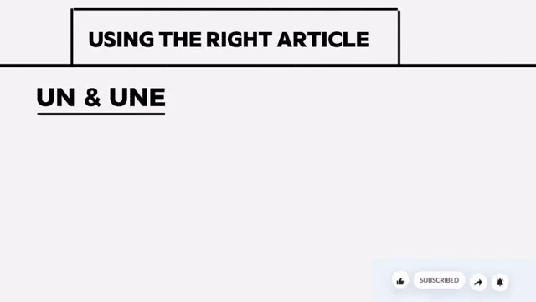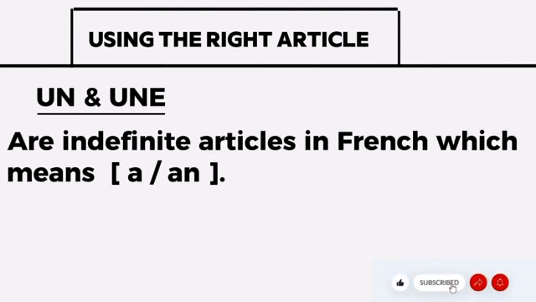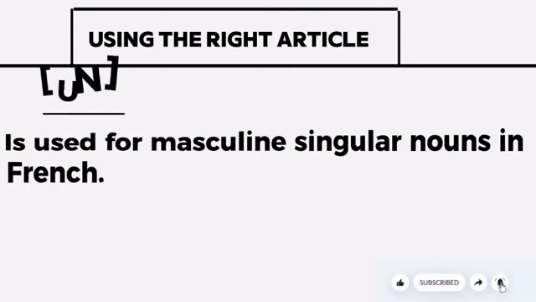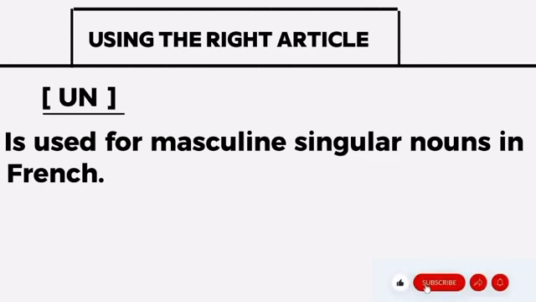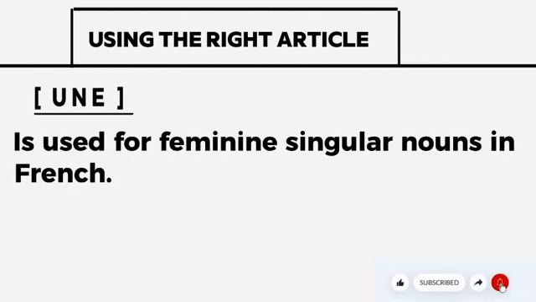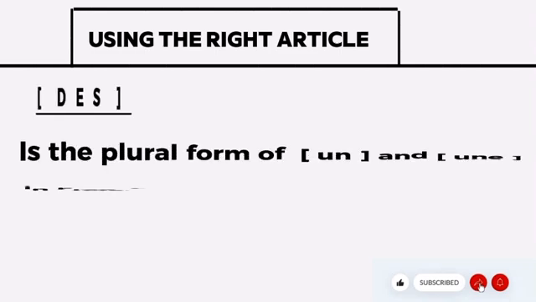Un and une are both indefinite articles in French, which means a or an. But un is used for masculine nouns, whereas une is used for feminine nouns. Also, un and une both form the plural des.